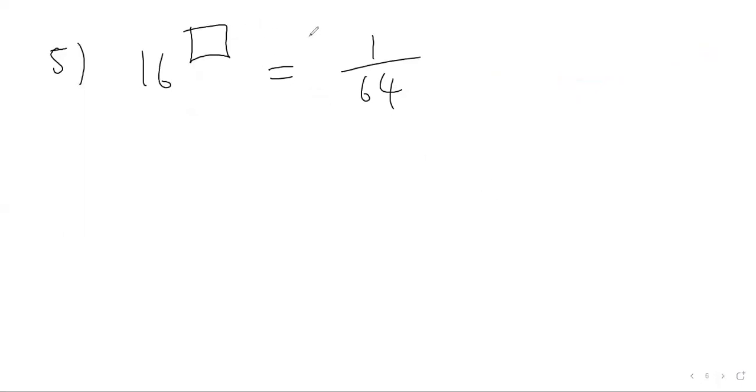Then let's look at this last example: 16 to the power of something equals 1 over 64. Let's think about this. 1 over 64 is exactly the same as 64 to the power of minus 1. Now let's think about this 64. We know that 64 is the same as the number 4 to the power of 3.